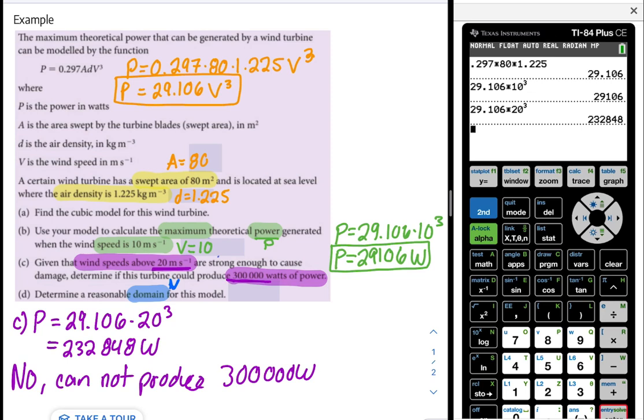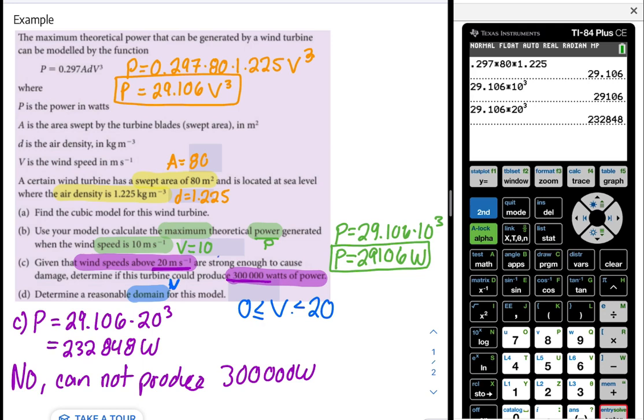So we know that our speed is going to have to be bigger than or equal to 0. And then we are told that wind speeds above 20 meters per second are strong enough to cause damage, well, we're never going to want to have a wind speed bigger than 20. So we're going to have 20 be our maximum.